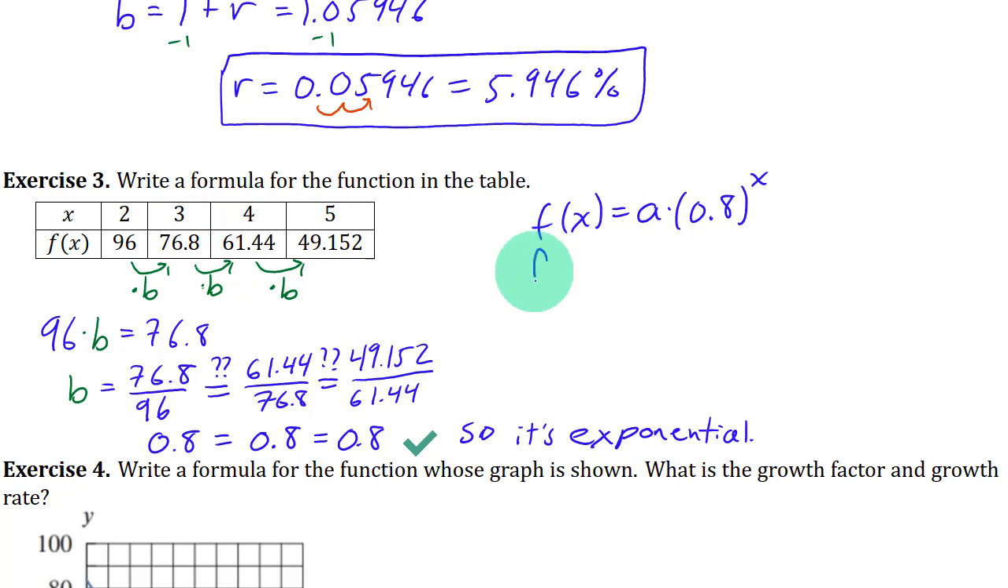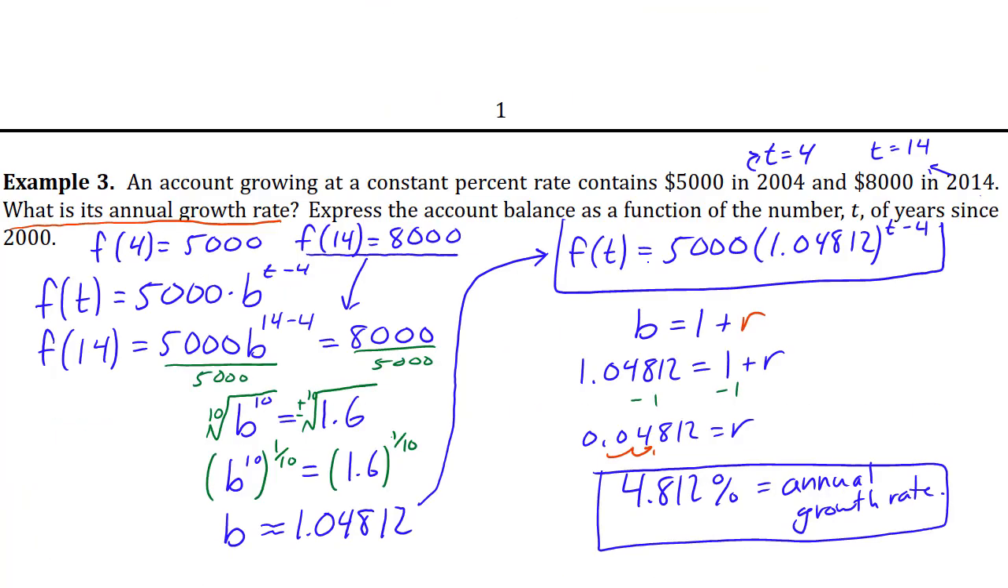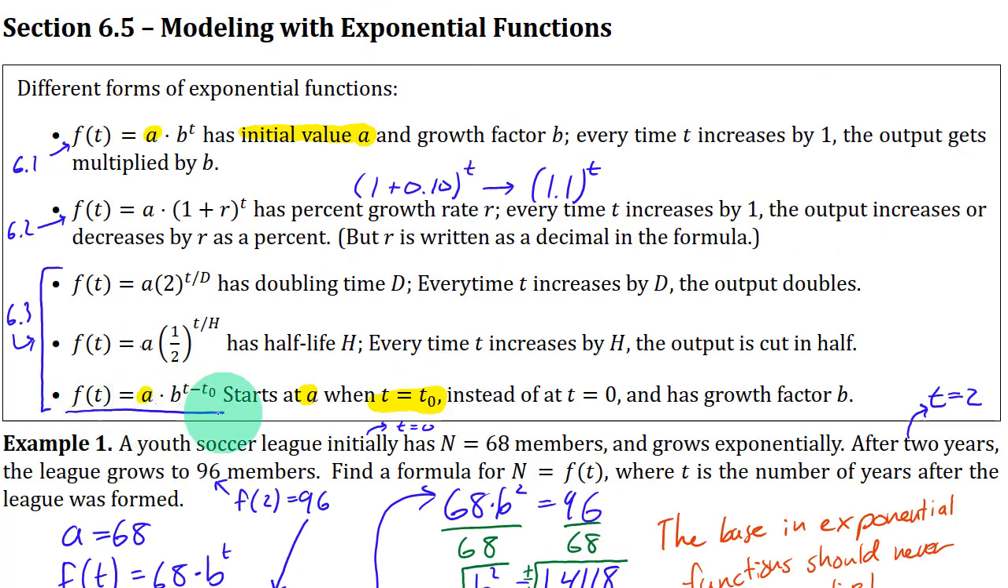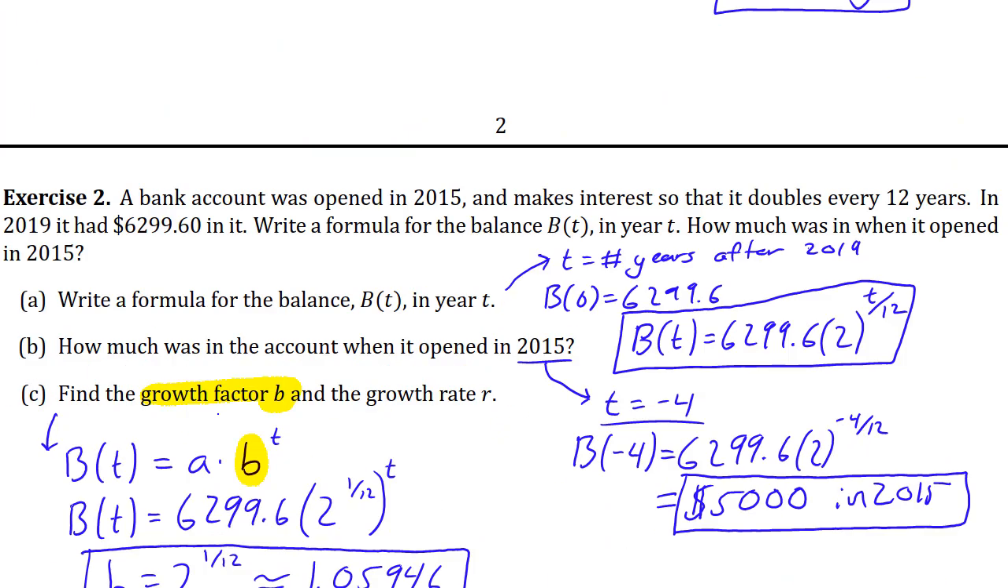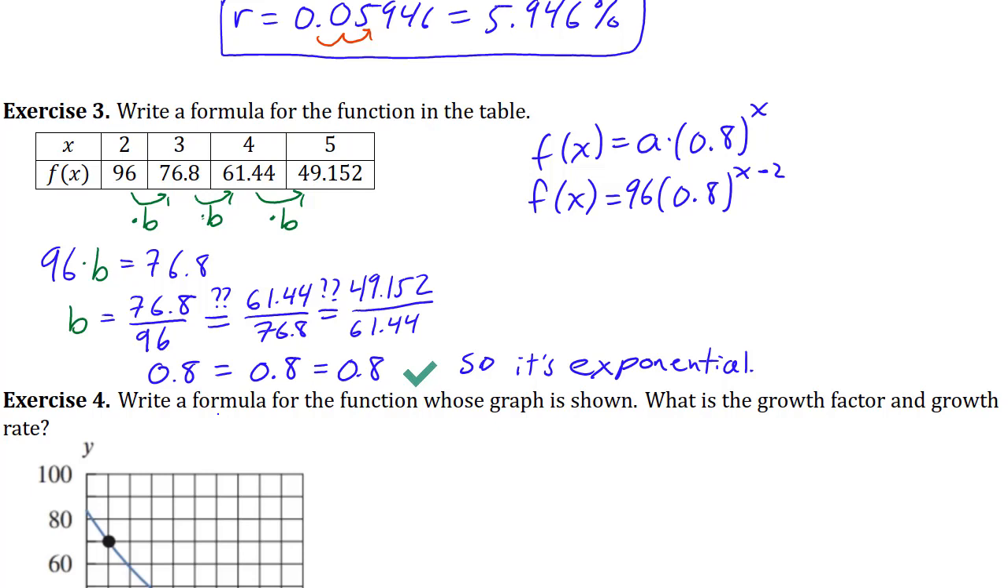Or you could just write it in the form f of x equals a times 0.8 to the power x minus 2, because we know what the starting amount is if you think of it as starting at x equals 2, which is 96. That's using the last formula here. So you could write it like that.